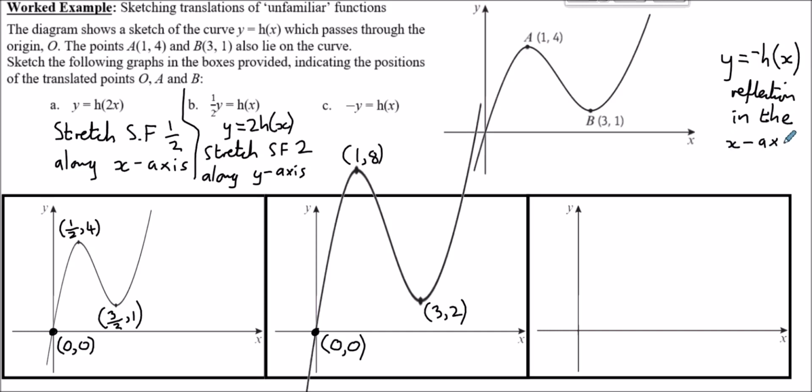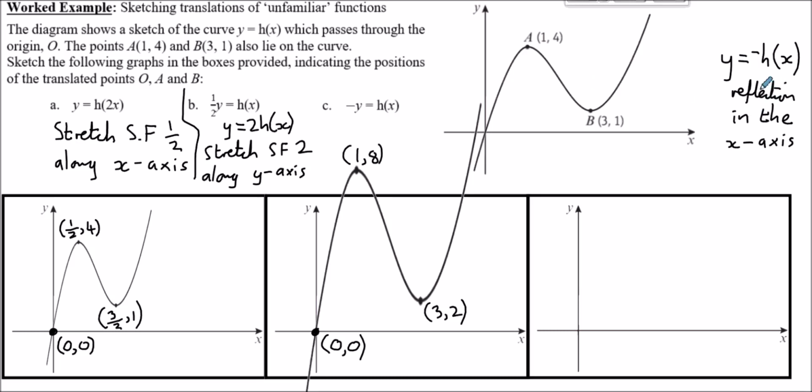If you're thinking, as you might be thinking, what if this were minus 2 or minus 3? You can have a reflection and a stretch. So for example, if this was say minus 4 h of x, you can think of this as minus h of x first, reflect it, and then stretch it scale factor 4 afterwards. So you can have a stretch and a reflection at the same time going off.